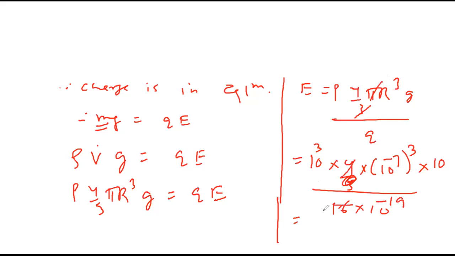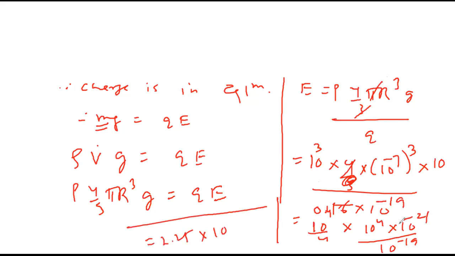That is 10 by 4 into 10 raised to 4 into 10 raised to minus 21 upon 10 raised to minus 19. So 2.25 into 10 raised to minus 21, and this goes up minus 2, 10 raised to 2. Check. है क्या ऐसा? हो गया 262, because when you multiply it will become 225. I have rounded off, so 262.